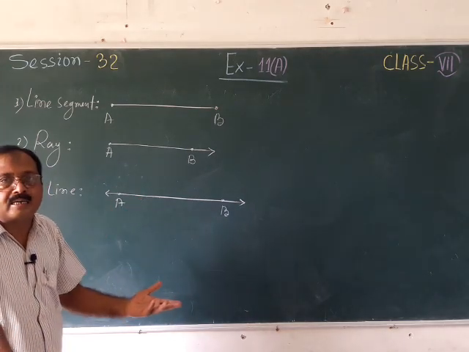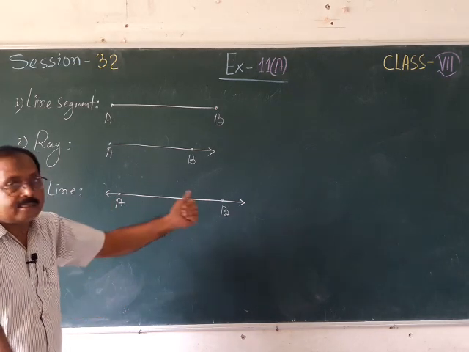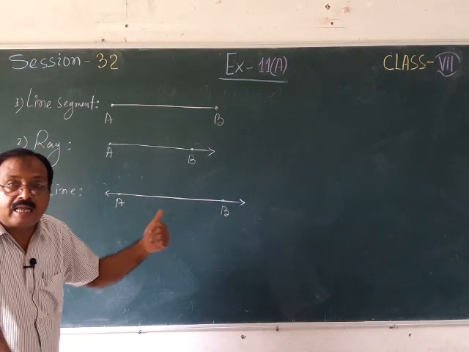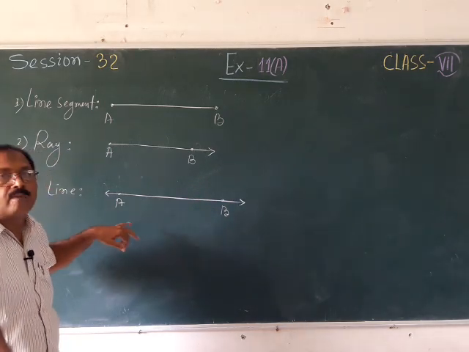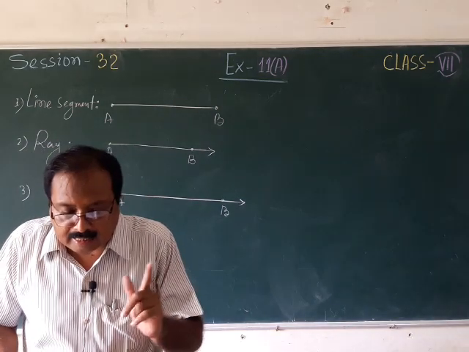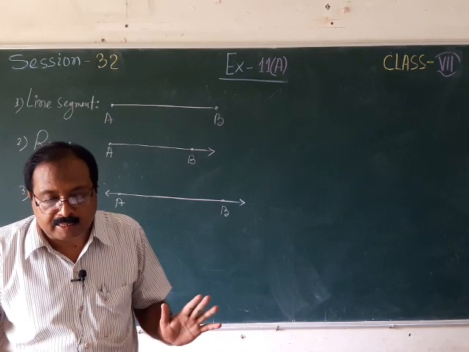From where it has started, nobody can say, and in both directions it is going. A ray is going only in one direction, but a line is going endlessly up to infinity. So a ray cannot be measured and a line also cannot be measured. Thus its length cannot be measured.